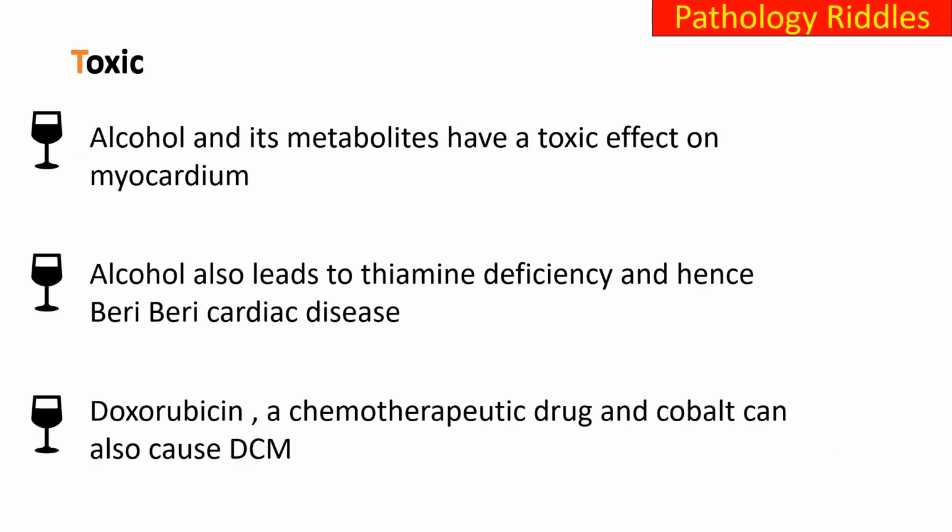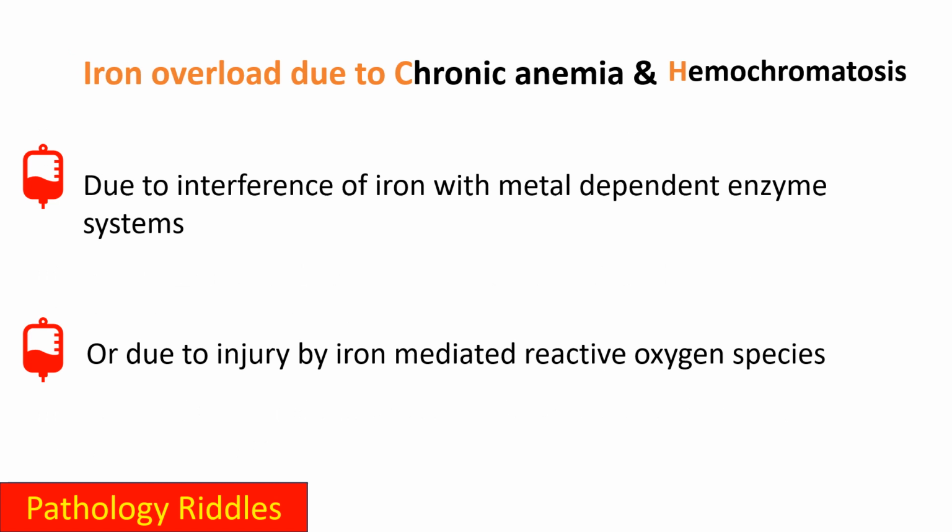Toxic. Alcohol and its metabolite, acetaldehyde, can also cause dilated cardiomyopathy. Then alcoholism also leads to thiamine deficiency, so you can get beriberi cardiac disease. Then doxorubicin, a chemotherapeutic agent, and cobalt can also cause dilated cardiomyopathy. In cases of chronic anemia and hemochromatosis, there can be an iron overload state. Due to interference of iron with metal dependent enzyme systems or due to injury by iron mediated reactive oxygen species, there can be dilated cardiomyopathy.